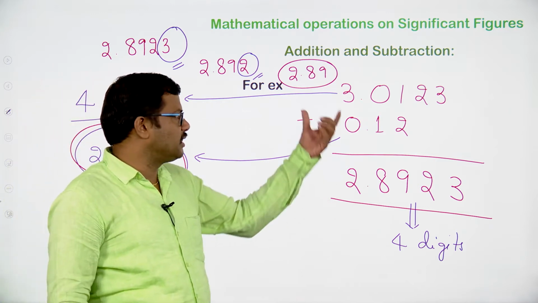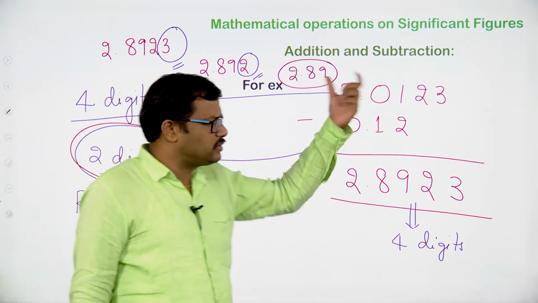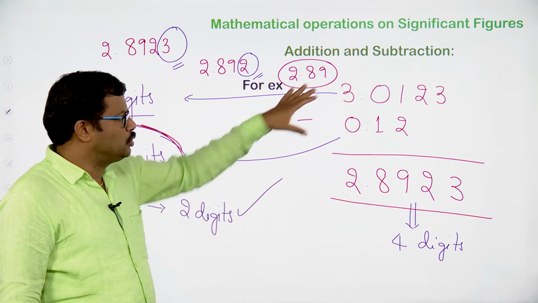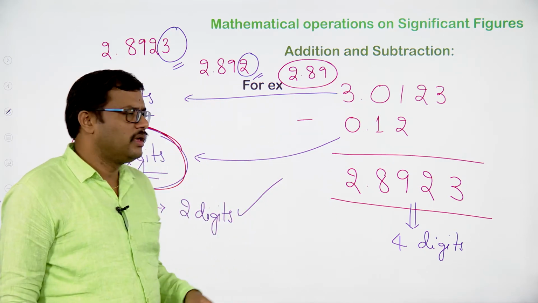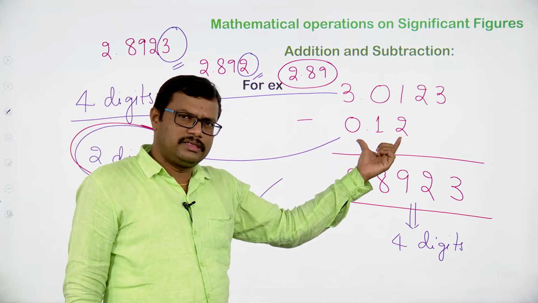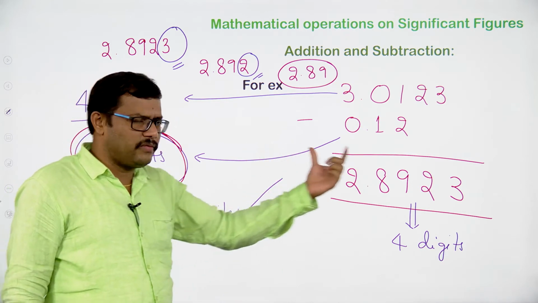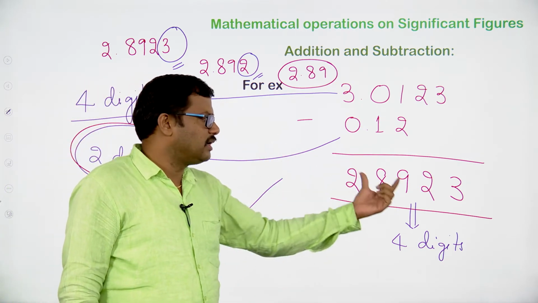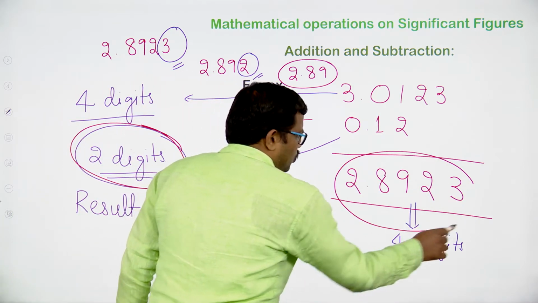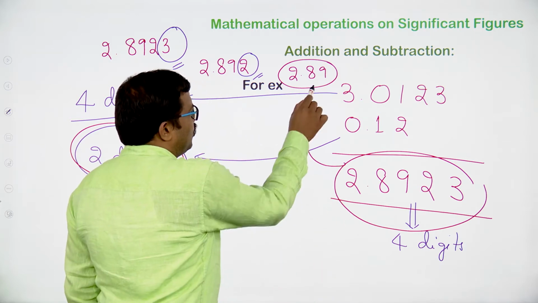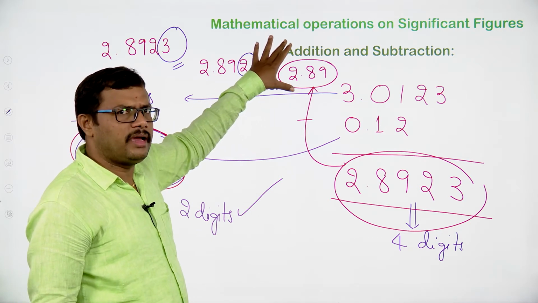Whenever we go for subtraction, first of all you have to see the total number of digits which are present after the decimal point. Choose the number which has the least number of digits after the decimal point. The result should be given in such a way that it has the least number of digits after the decimal point. So actually what we are getting is 2.8923, but it has to be reported as 2.89 only.